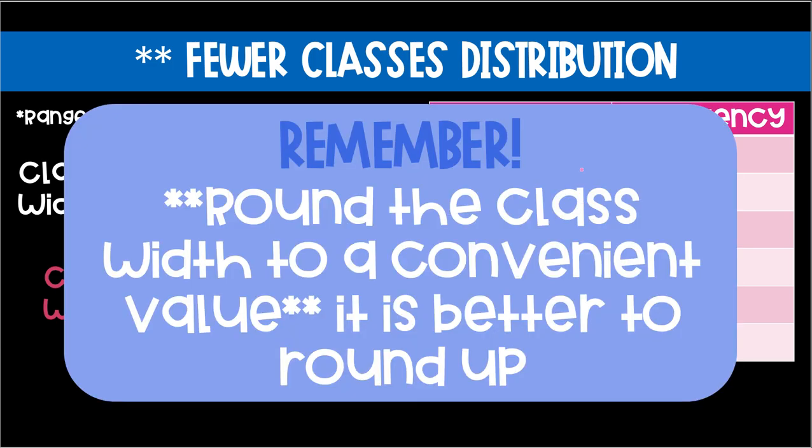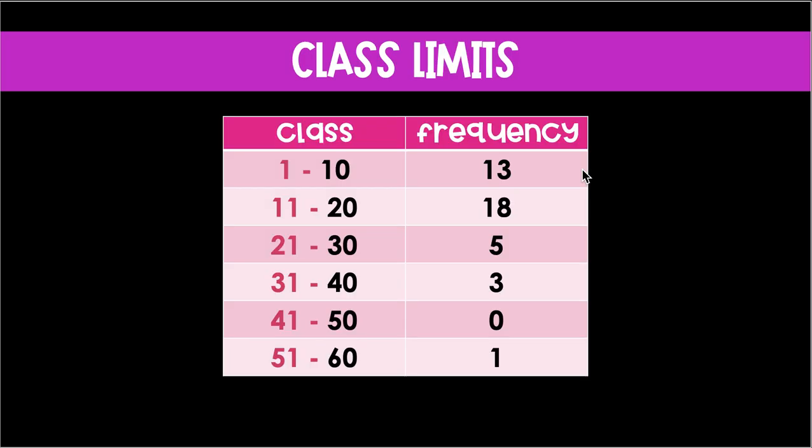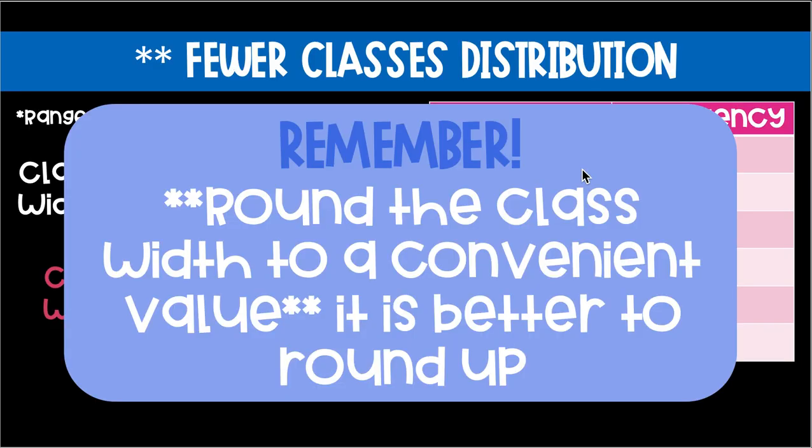Remember, round the class width to a convenient value. I know in both examples we had whole numbers, but if you end up having decimals, it's always better to round up. And just a disclaimer, it's always better to round up when you're calculating the class width. We're going to do multiple calculations in this course, and it's not always better to round up. But whenever you're calculating the class width, that's when you have to round up.